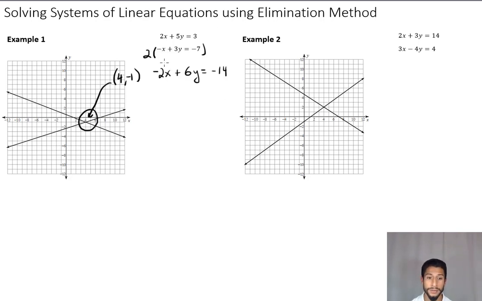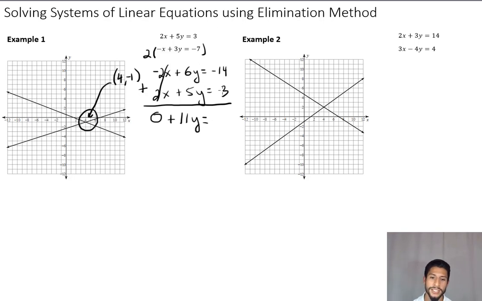So the whole purpose of multiplying it by 2 is so that now this term, negative 2x, is the exact opposite of 2x. So I'm going to rewrite this one right below it: 2x plus 5y equals 3. Right? So I just kind of switched them. Because of how I set it up, if I add these equations, the negative 2x and positive 2x would cancel. It would become 0 technically. Most people don't write the 0. And then you just add the rest. 6y plus 5y is 11y. I'm just going to put the plus here for consistency. And negative 14 plus 3 is negative 11.